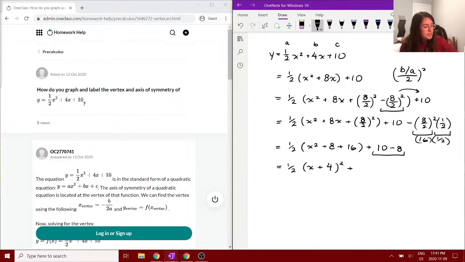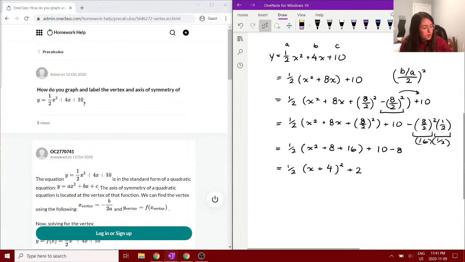Okay, so plus 10 minus 8 is plus 2. And then here we go. Now we have the equation in vertex form. So remember, I'll just rewrite what the vertex form looks like. We have y equals a(x minus h) squared plus k. So we know that looks the same, right?